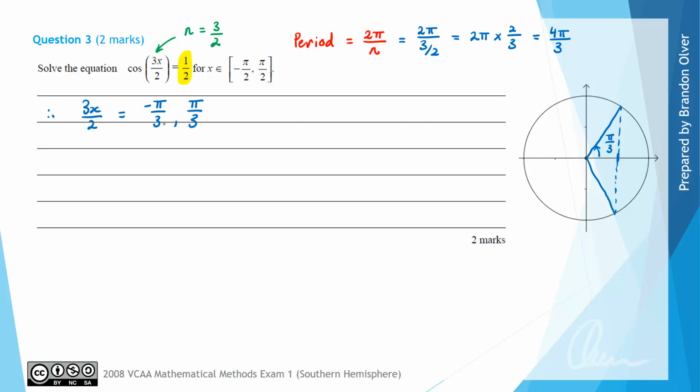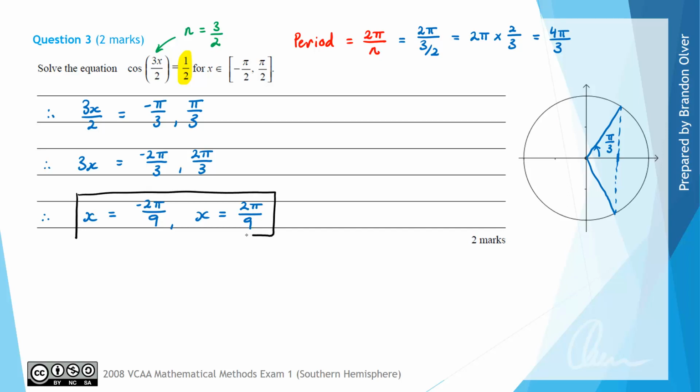And now multiplying everything by 2, we find that 3x is equal to negative 2 pi on 3 and 2 pi on 3. And then multiplying everything by a third to undo the multiplication by 3, we find that x is simply equal to negative 2 pi on 9, or x is equal to positive 2 pi on 9. So they are the two solutions that we can find for this question.